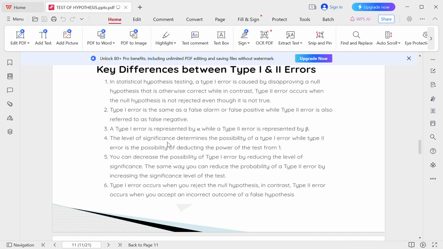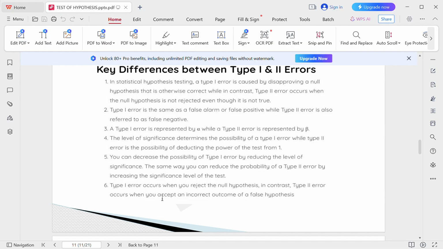The level of significance determines the possibility of the type 1 error, while type 2 error is the possibility of deducting the power of the test from 1. You can decrease the possibility of type 1 error by reducing the level of significance. In the same way, you can reduce the probability of type 2 error by increasing the significance level of the test.